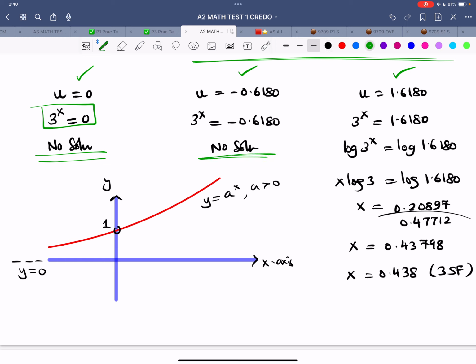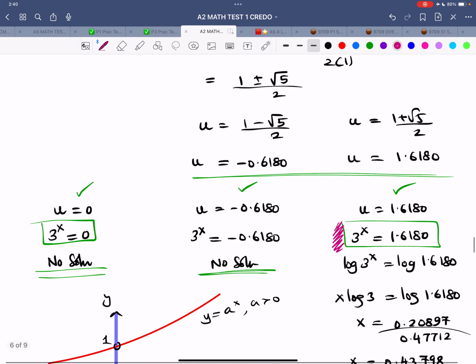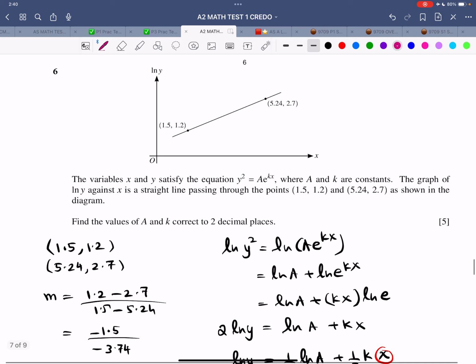Got the idea? So now 3^x is 1.6180, and here we take lg or ln of both sides. x comes out to be 0.438. That is the answer here. So a pretty nice question.